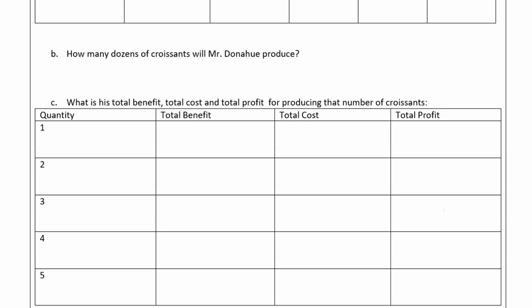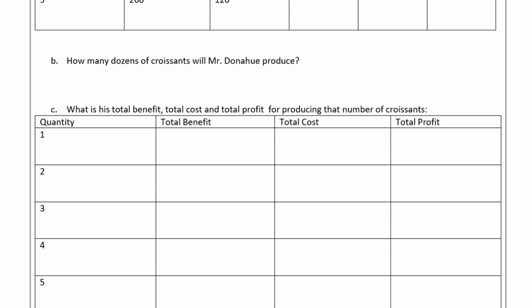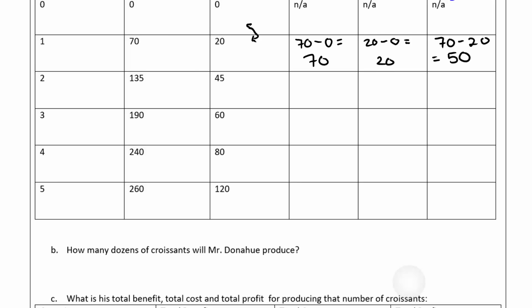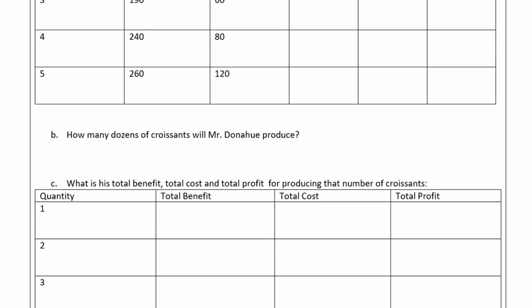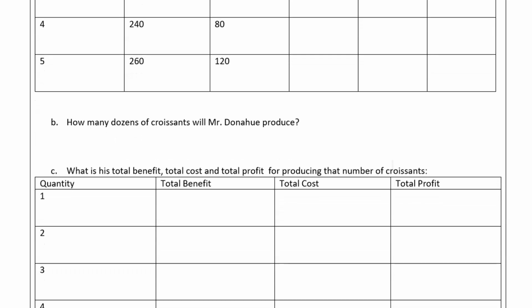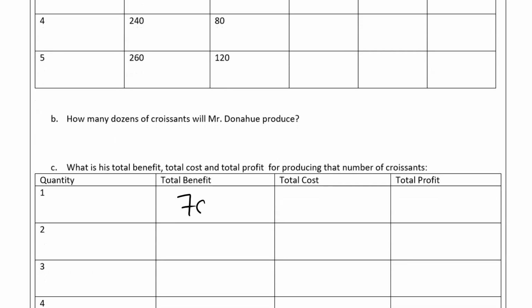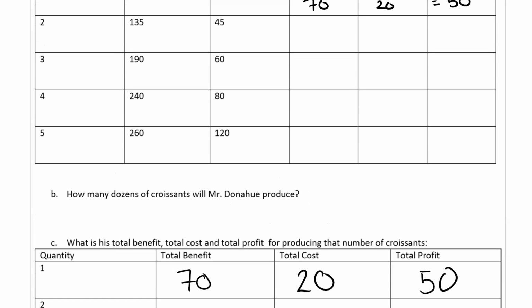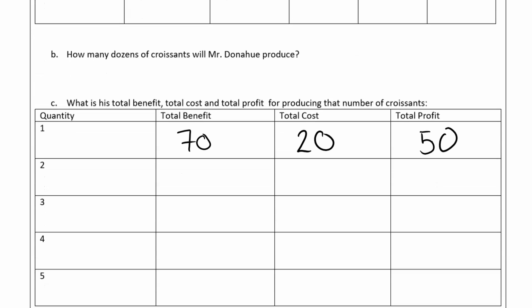For our total benefit and total cost, we are going to be taking our values from the table above. So the total benefit and total cost was 70 and 20. And then we do their difference to get our total profit. All right, and the same thing for each of the following values. The next one would be 135 and 45, and you just keep going down.